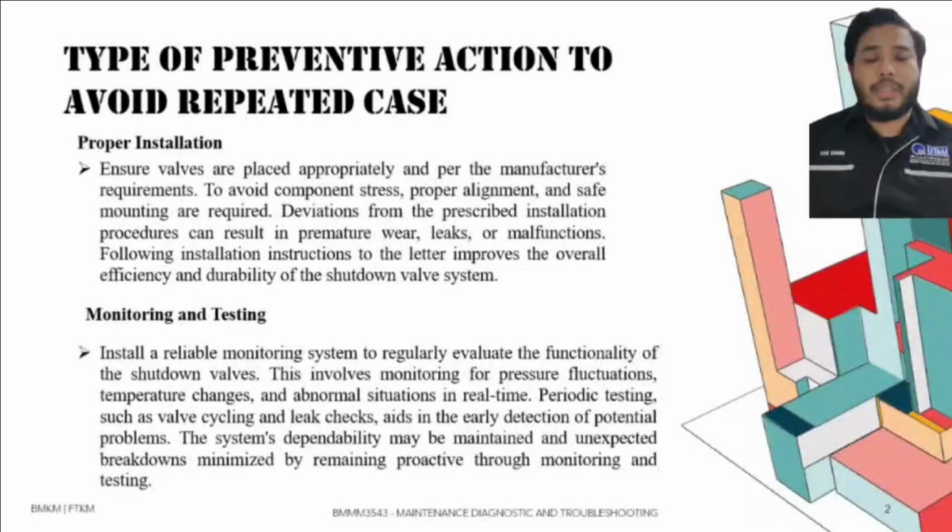The fourth one is monitoring and testing. Install a reliable monitoring system to regularly evaluate the functionality of the shutdown valve. This involves monitoring pressure, temperature change, and abnormal situations in real time. Periodic testing such as valve cycling and leak checks aids in the early detection of potential problems. System dependability may be maintained and unexpected breakdowns minimized by remaining proactive through monitoring and testing.